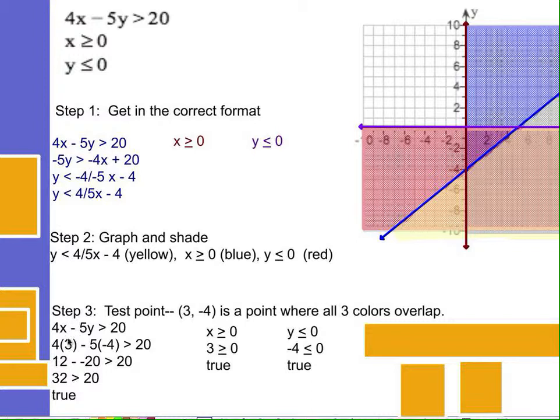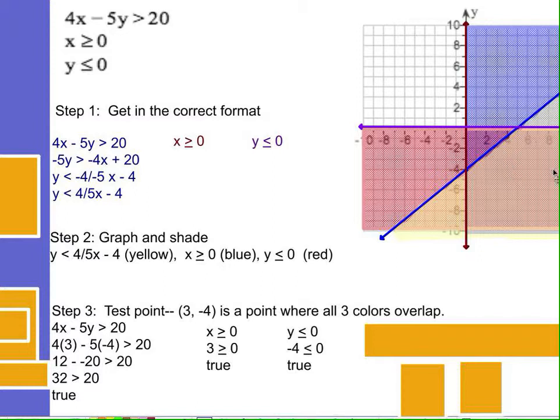When I plug in my x and y's into my original equations and simplify by doing the math, in the first equation I get 32 is greater than 20, which is true. My second equation I get 3 is greater than or equal to 0, which is true. And my third equation I get -4 is less than or equal to 0, which is true. Since all three are true, then I know that point satisfies the system.